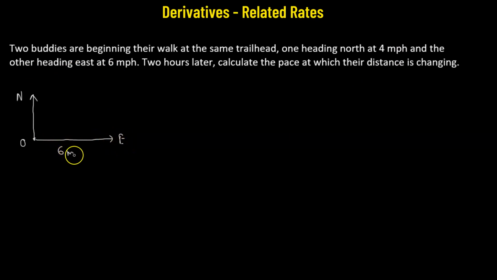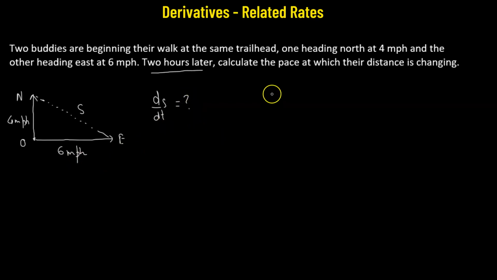So this is 6 meters per hour, and the other one is going at the rate of 4 meters per hour. The question is, 2 hours later, what will be the pace at which the distance is changing? So actually this is the distance, let's call it s. So we need to find out the rate of change of the distance s, which is changing after 2 hours. So let's find it out.